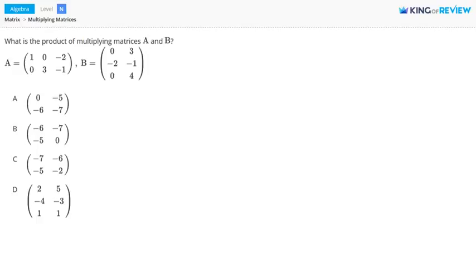In this problem, we want to multiply matrix A times matrix B. So let's write this out. Matrix A, in the first row we have 1, 0, negative 2. And in the second row we have 0, 3, and negative 1. And we're multiplying this times matrix B: 0, 3, negative 2, negative 1, 0, 4.